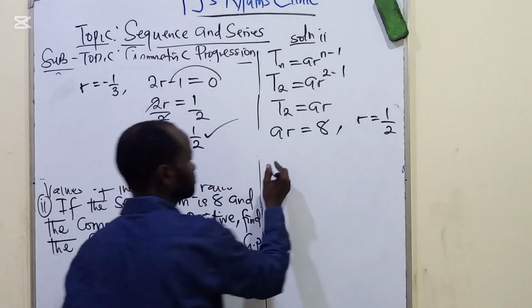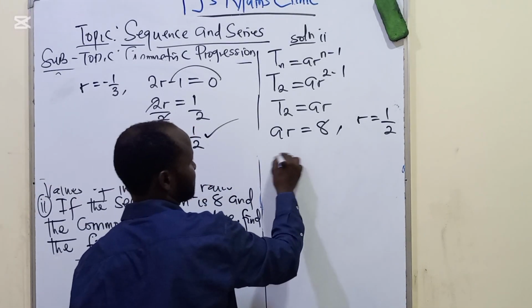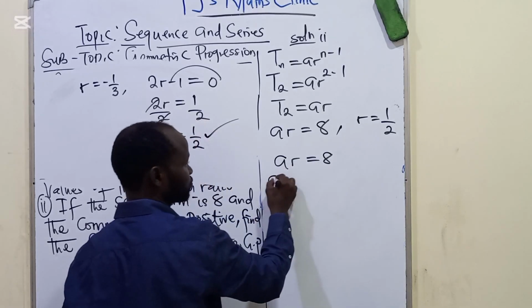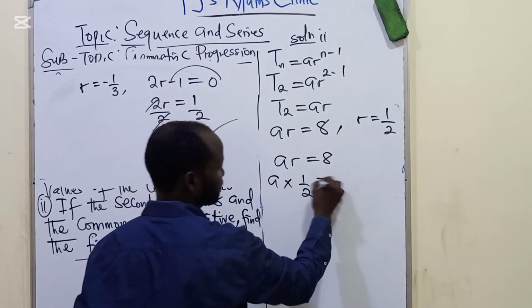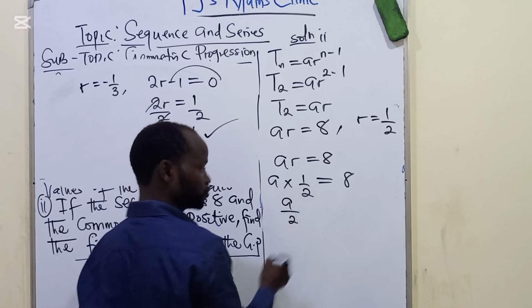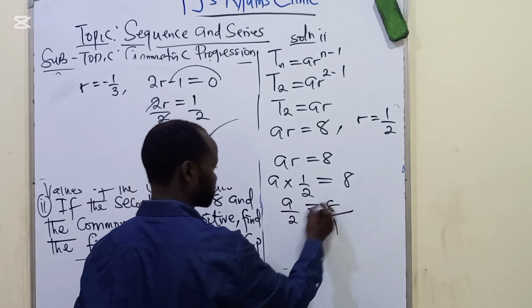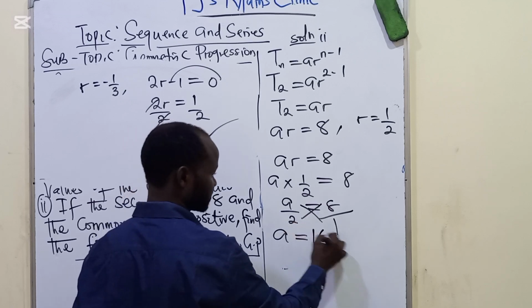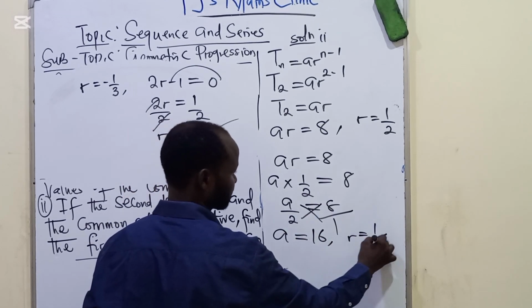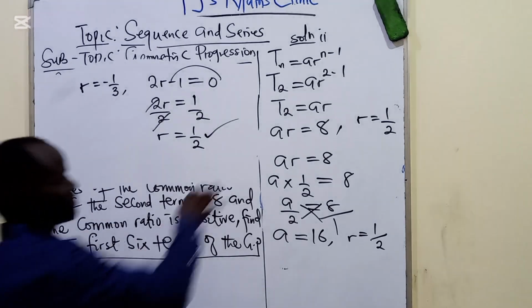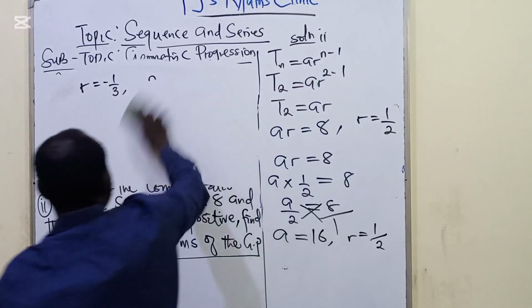So let's find the first term. If AR = 8, given that R is half, let's substitute. This will be A times half equals 8. A times half is A divided by 2 equals 8. Let's cross multiply. A now will be equal to 2 times 8, which is 16, given that the common ratio is half. We are asked to find the first 6 terms of the GP.